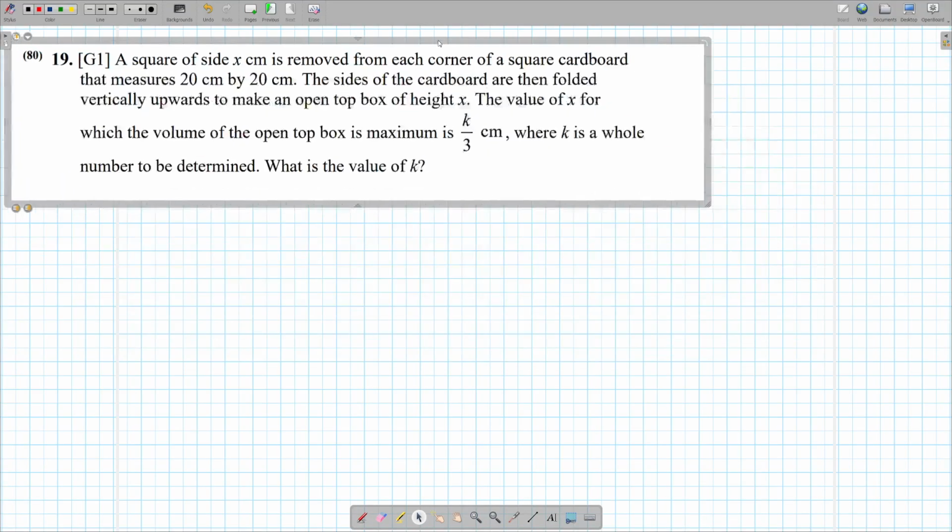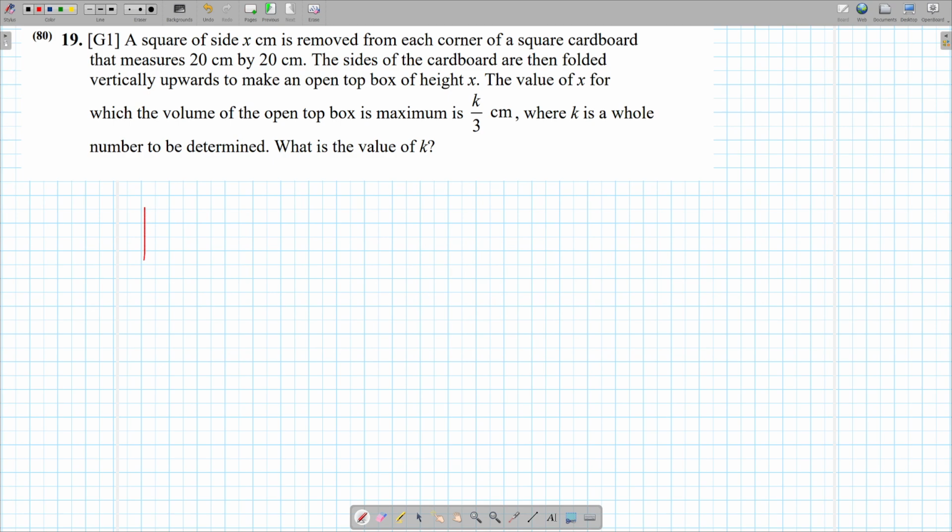It's just the same thing as the last one, but they want us to find the maximum. Okay, wow, again, it's a square that's 20 by 20. That's not a square. But you get me. You have x here, x here, and x here, right? Okay.